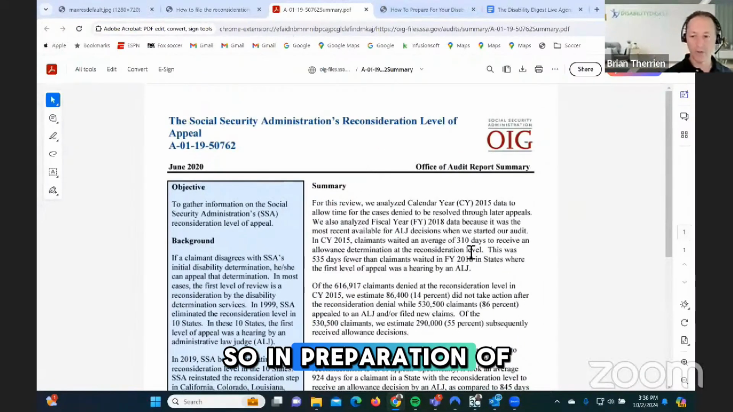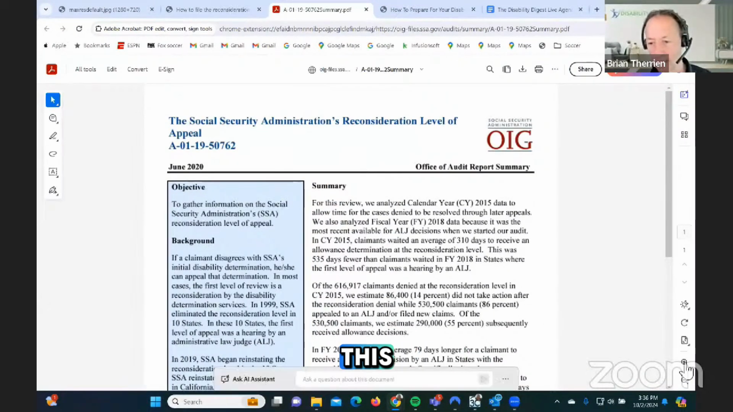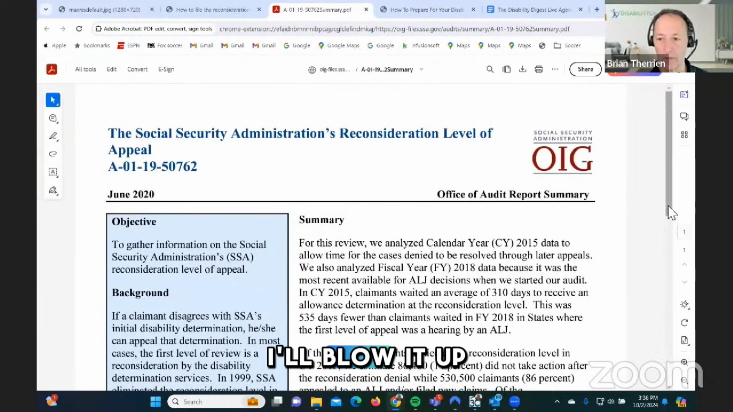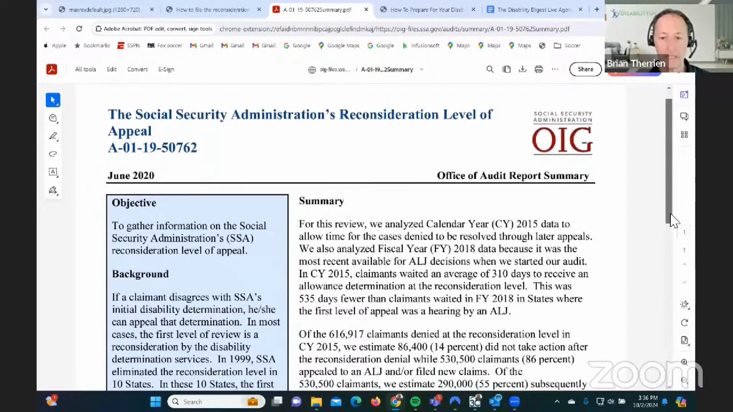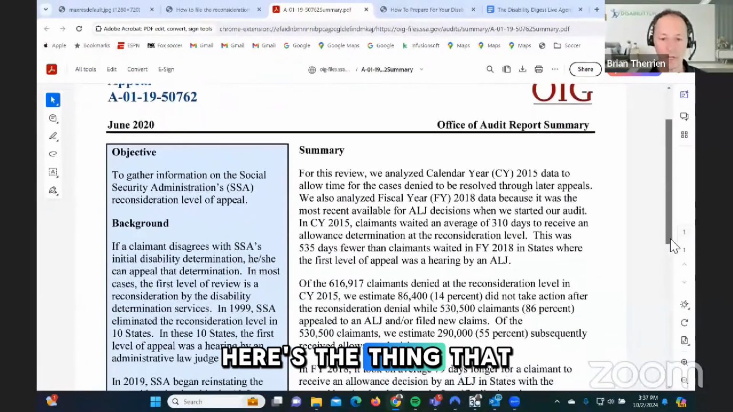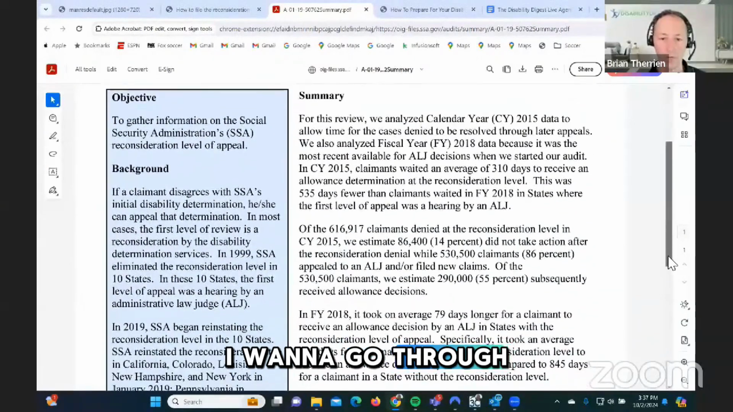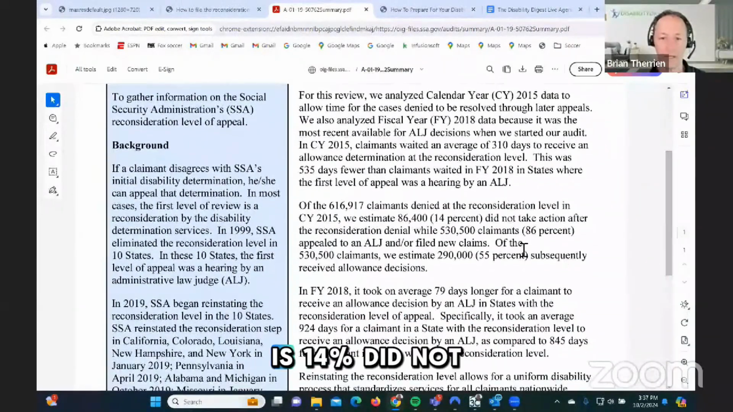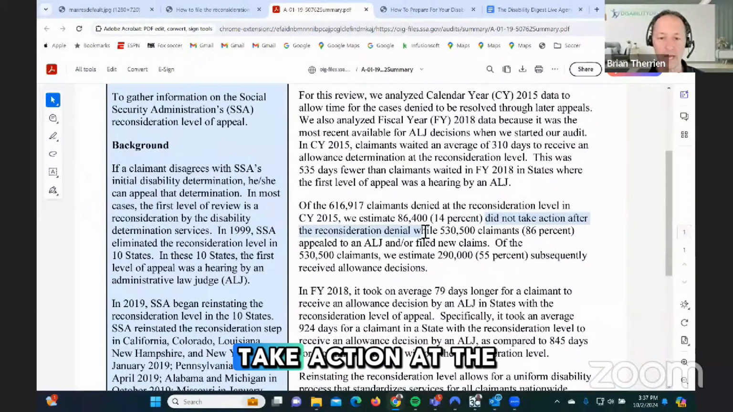So in preparation of this, and you may not be able to see this because it's a little fuzzy, I'll blow it up, but here's the thing that I want to go through: 14% did not take action at the reconsideration.